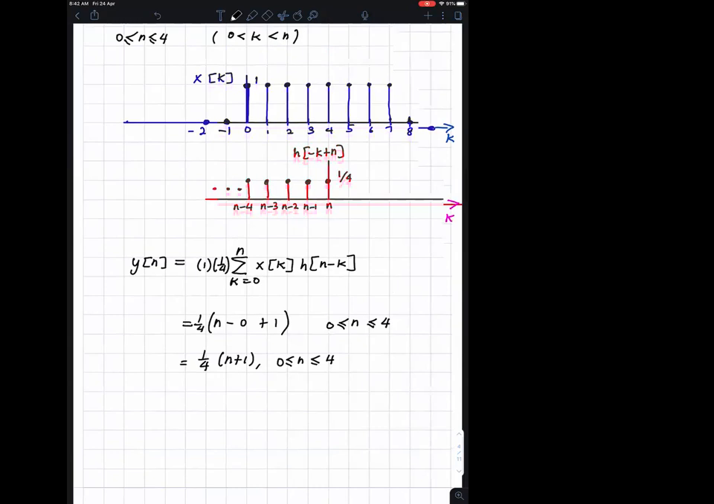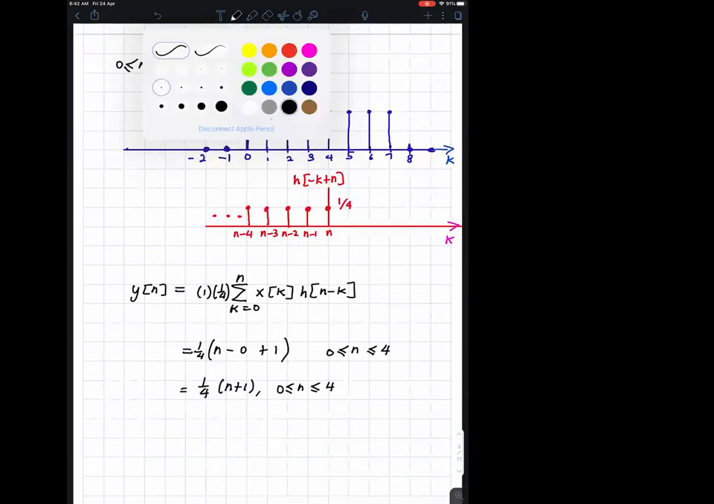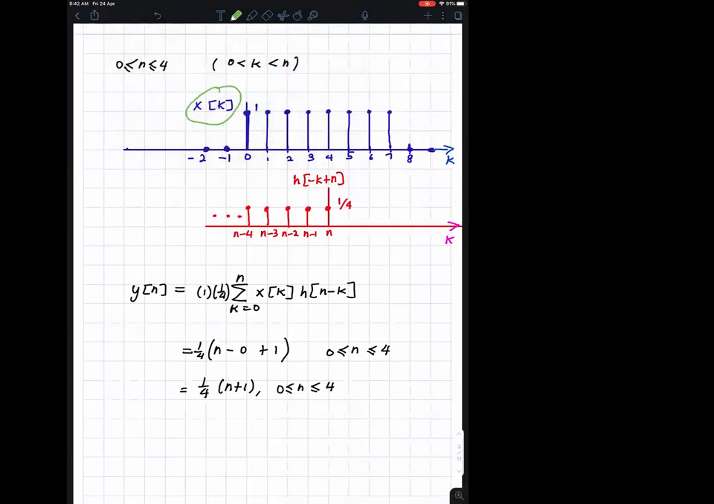Okay, this is the amplitude xn. This is the xk, right? You are multiplying two signals. So the amplitude is 1, isn't it? Yeah, got it. That's why 1 here. So the amplitude of our signal is 1/4, and that's why you have the 1/4 here.